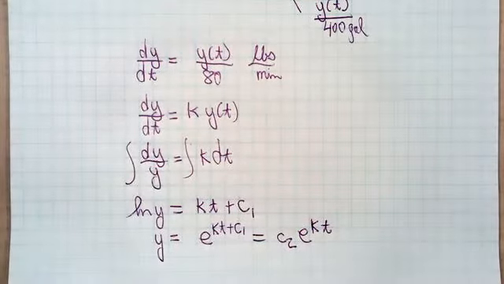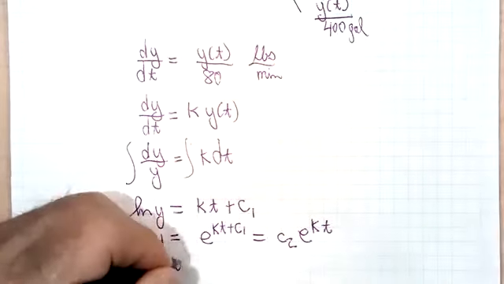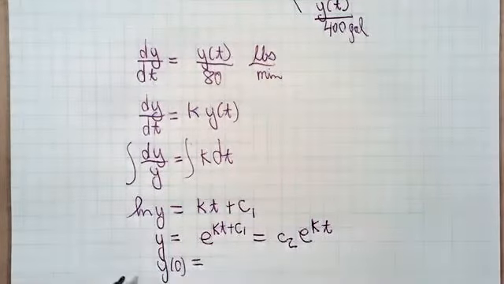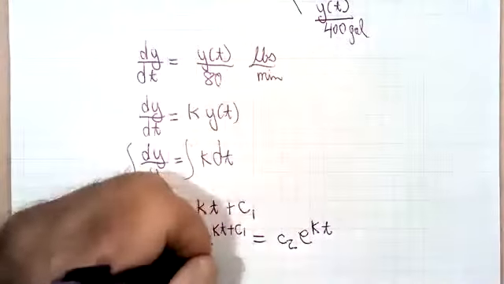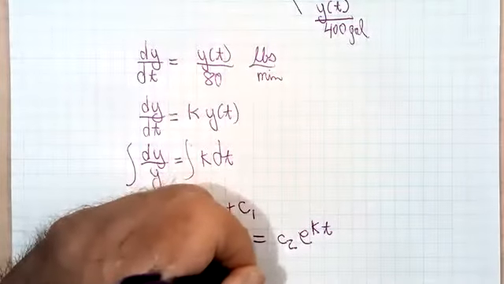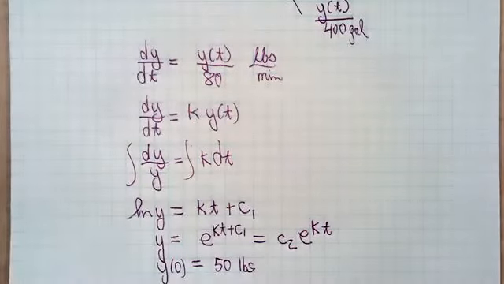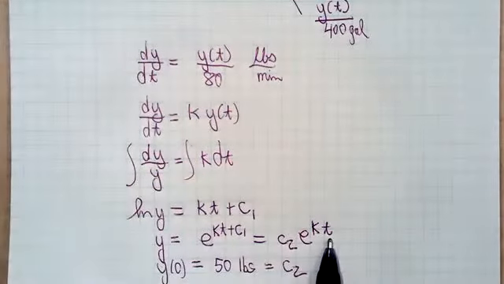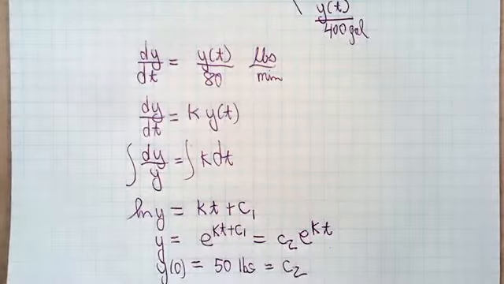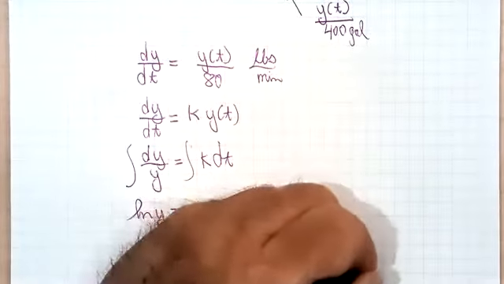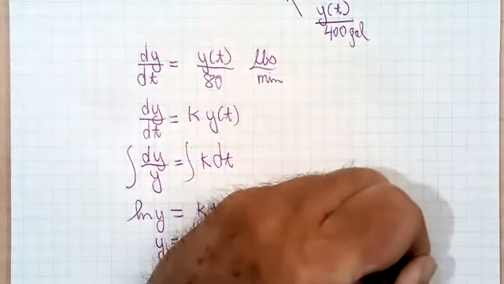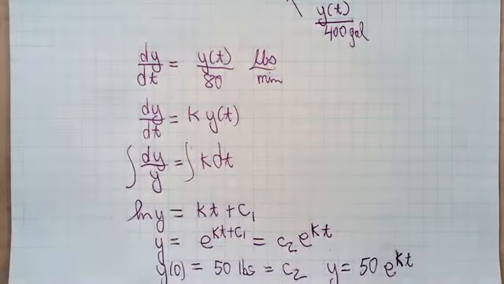And we do have some information here. We know at time 0, there is going to be, what did I say, 50 pounds? And that's equal to C2, because if you put a 0 in for t, this just turns into a 1. So that means my function is this, 50 e to the kt. And how do I figure out what the k is?